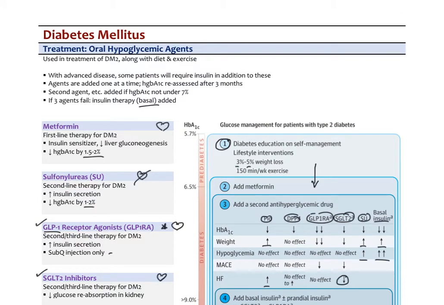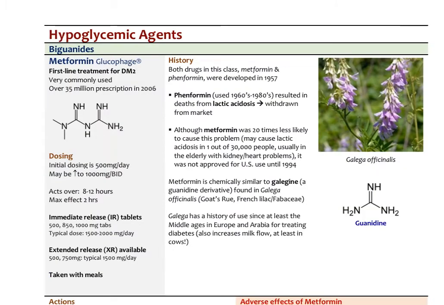Now we'll go through especially the top three here and look at them in a little bit more detail. So I'll start first with metformin. Metformin is a biguanide. It's also known as Glucophage. It's really the first line treatment for type 2 diabetes, very commonly used. In 2006, there were over 35 million prescriptions in the US, and this number has just increased since then.